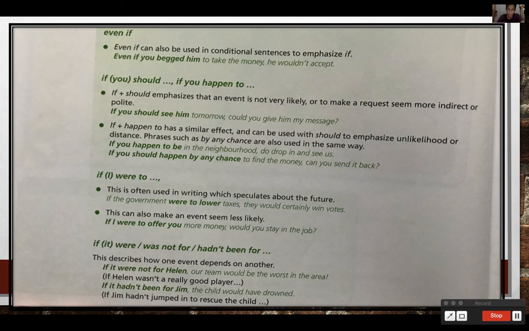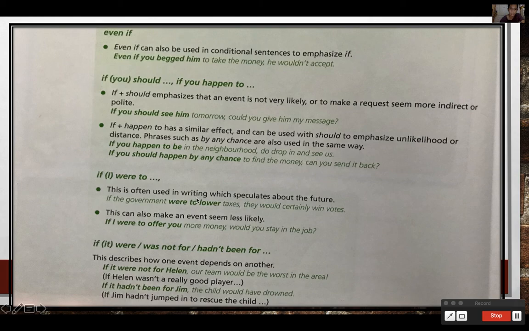Okay? Dice como que si estuvieras en el vecindario, ven a visitarnos. If you should happen by any chance to find the money, si tuvieras alguna casualidad o si por casualidad encontraras el dinero, podrías devolverlo. Okay?